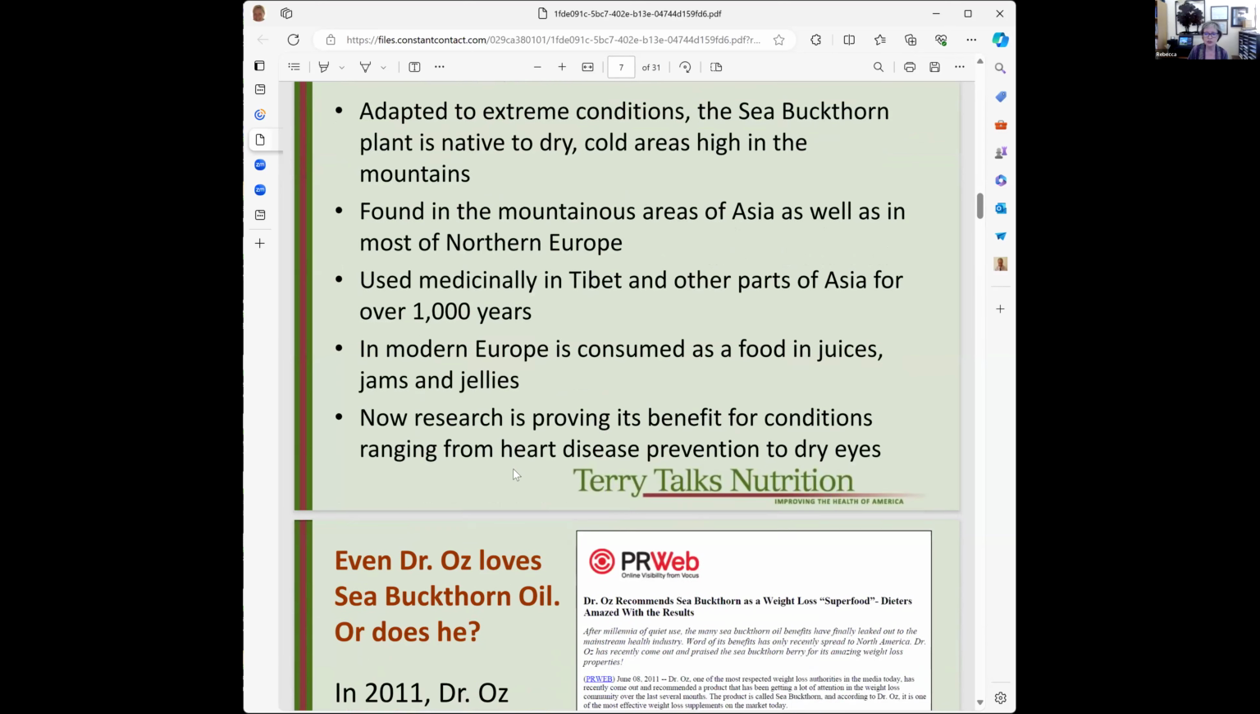Anyway, you can read that. You can click on this in my newsletter and read more about that later. This year, Dr. Oz is advising to avoid sea buckthorn oil because it contains palmitic acid, which he calls inflammatory, and to take purified omega-7 from fish instead.